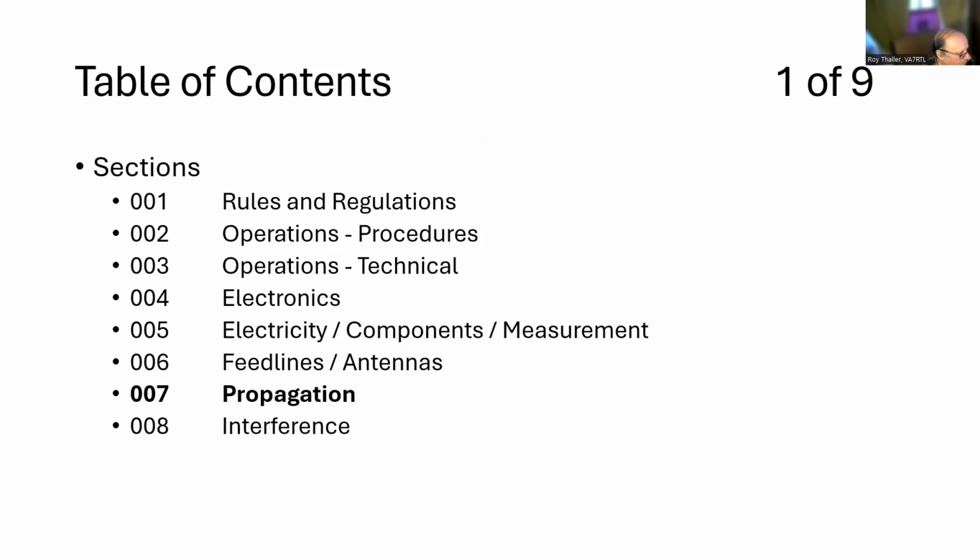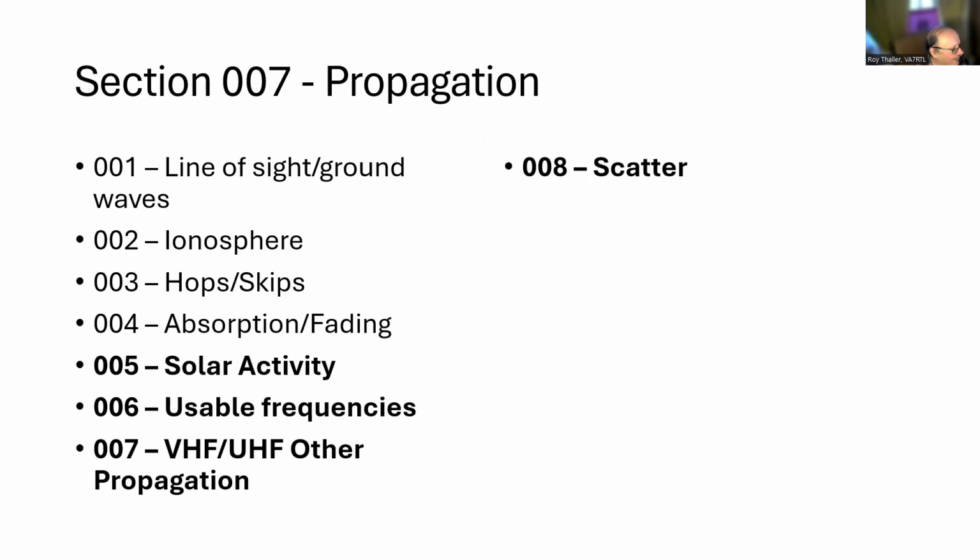So section 7 has to do with propagation. Section B, we're going to talk about solar activity, usable frequencies, VHF, UHF, other propagation, and scatter.